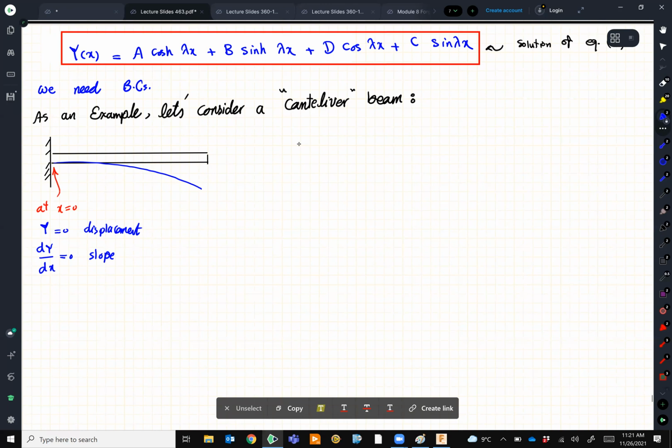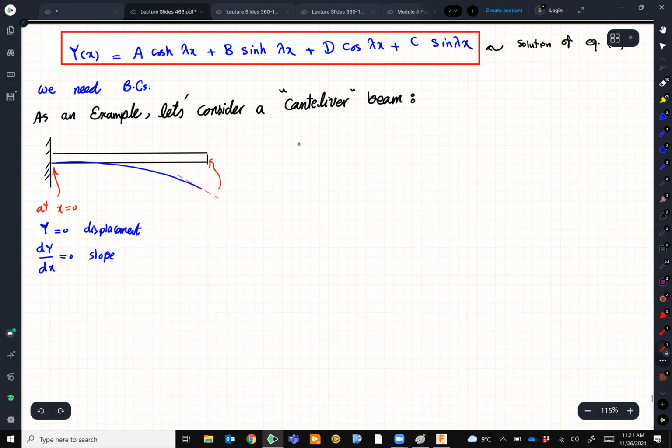I need two more. As the name implies, I need boundaries. So I'll rely on the other end. So what's going on at the other end? I don't know anything about the displacement or the slope, because at the other end, the slope is something that we don't know, and the deflection is something that we also don't know, right? So maybe we need something else. At this point, we need to rely on maybe force and moment. I know at the free end, so this is a free end.